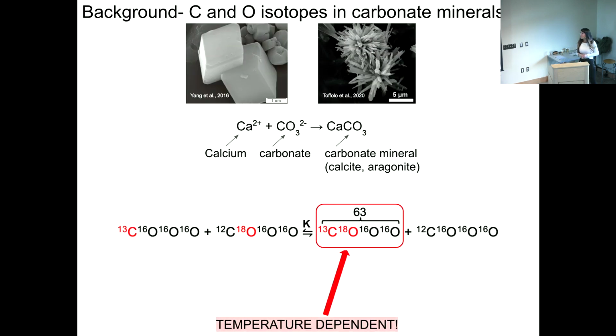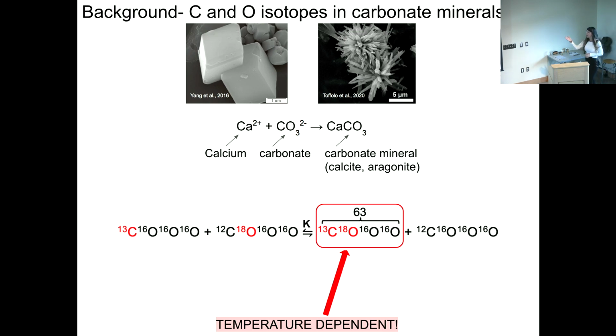And we look for these in carbonate minerals because they contain both carbon and oxygen. And they also occur very frequently in nature. So in all sorts of natural environments, you take calcium, you add it to carbonate, and you get a carbonate mineral, something like calcite or aragonite.